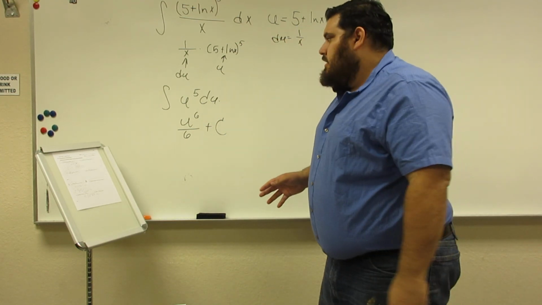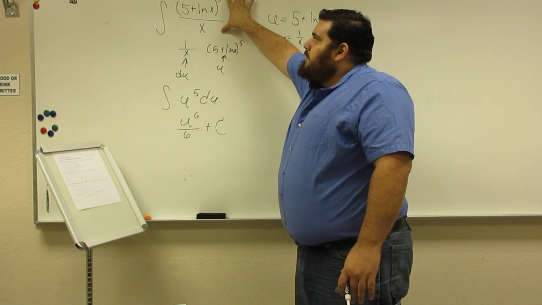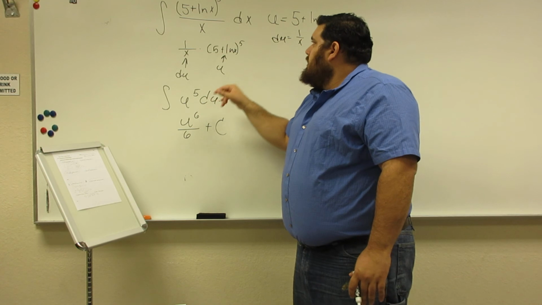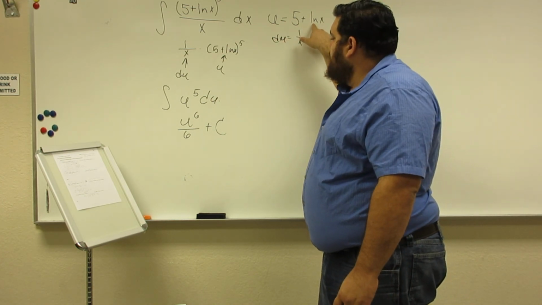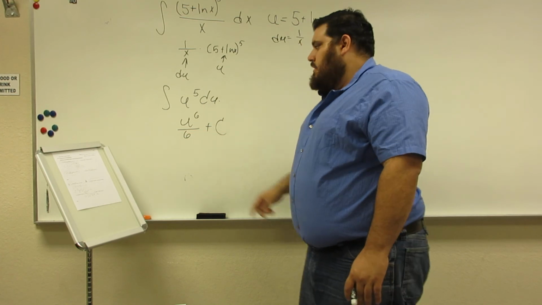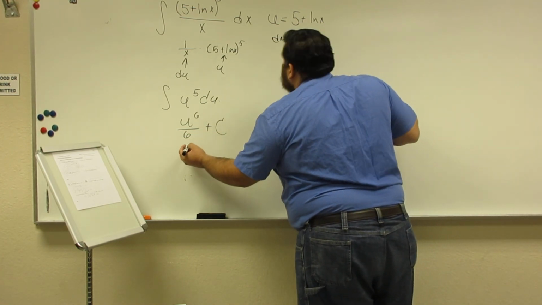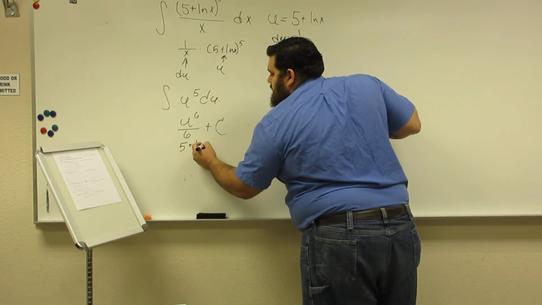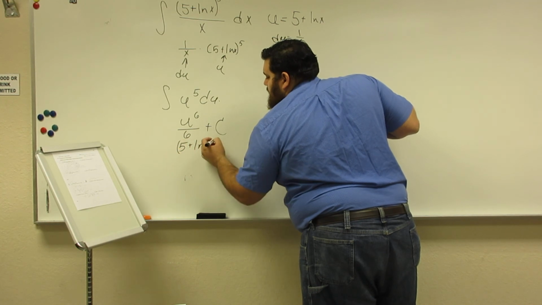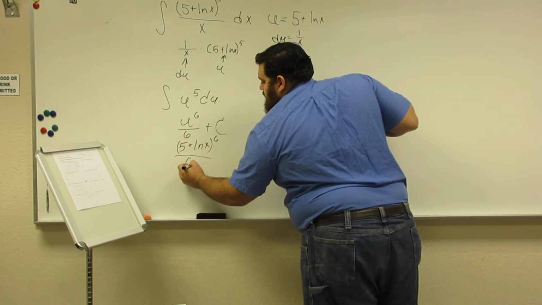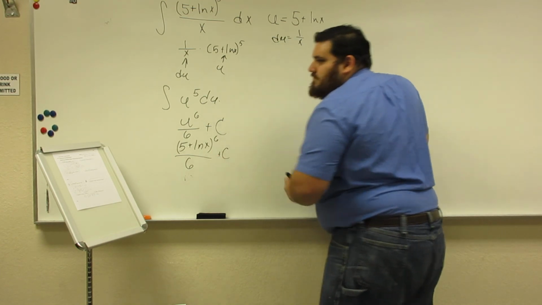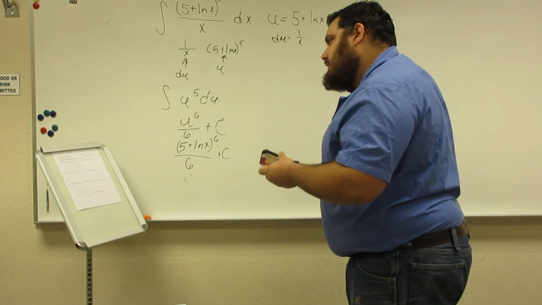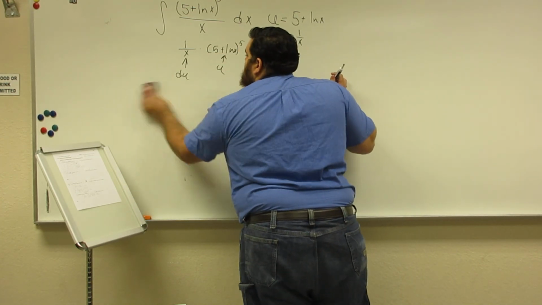Now, we're not quite done, but we've gone from something that we didn't have an integration rule for to having it integrated. Now, all we have to do is take our u value that we had picked before and plug it back into the formula so we can complete the integration. So then this becomes (5 plus ln of x) raised to the 6th power all over 6 plus c. Now, for our next question, we're going to look at something a little more complex, but not by much.